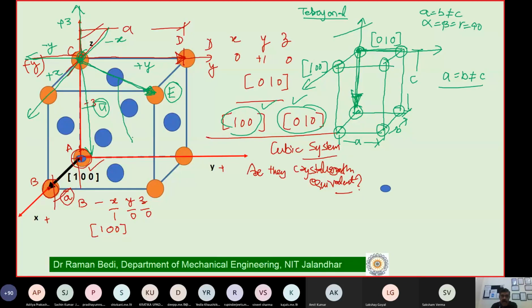So I have to find the coordinates of point E. The coordinates of point E, if I say x, y, and z: x is plus 1, y is plus 1, and z is 0. So this direction is 1, 1, 0. Is that right? Now, if you are following the discussion, is this direction crystallographically equivalent to 1, 0, 0?